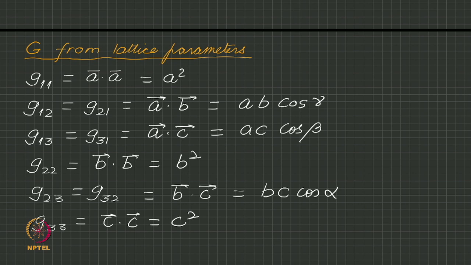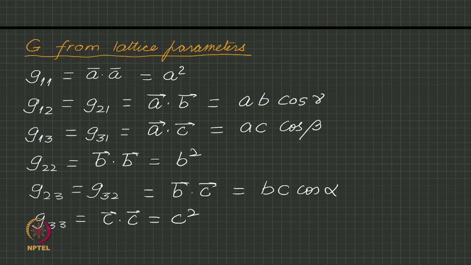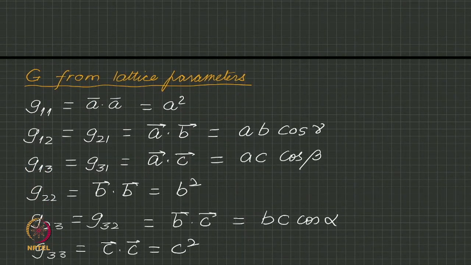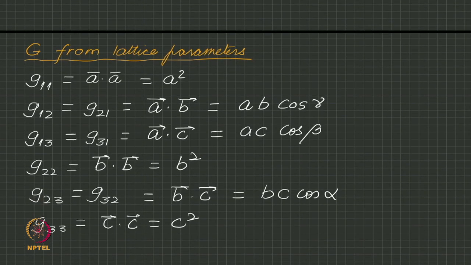So, the metric tensor is, once we know the lattice parameter, metric tensor calculation is not difficult. In terms of lattice parameter, all the 9 terms or all the 6 independent terms of the metric tensor are functions of the lattice parameter. So, given any lattice parameter, you can calculate the metric tensor.